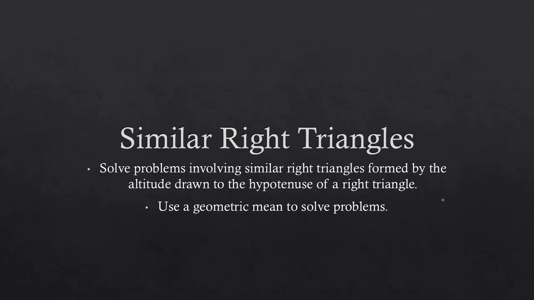Hello, in today's lesson we're looking at Chapter 9, Section 1, Similar Right Triangles. Our objectives are to solve problems involving similar right triangles formed by the altitude drawn to the hypotenuse of a right triangle. We're also to use the geometric mean to solve problems.